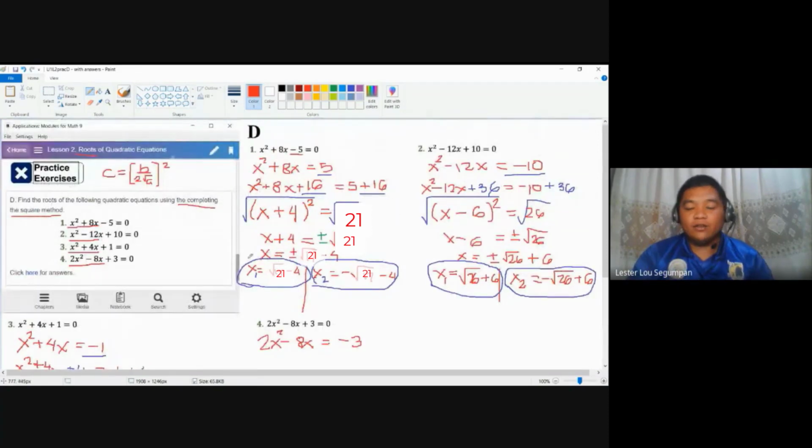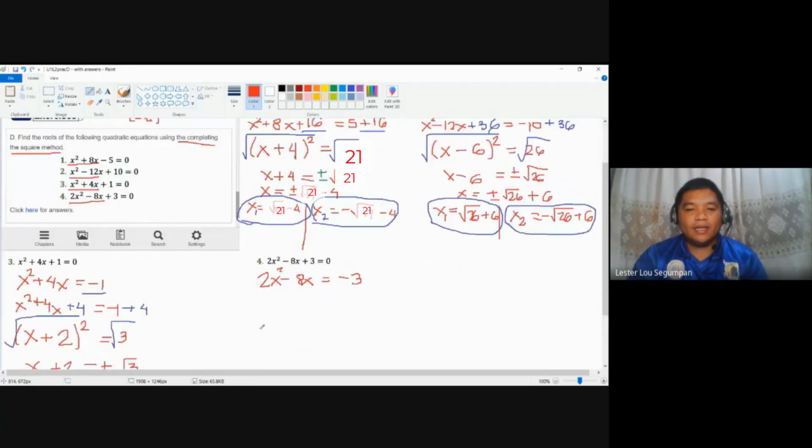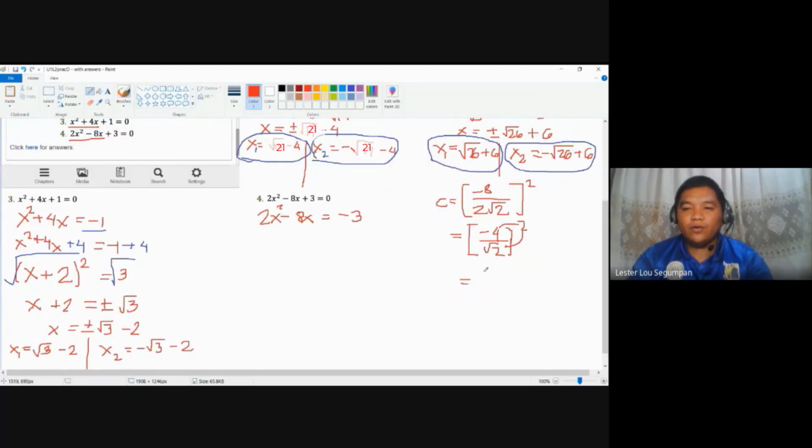In the previous video, we already solved for the C here, but let's just show it again so that you will understand it better. So negative 8 over 2 times the square root of a, which is 2, and squared. So you have negative 8 divided by 2. We cannot simplify this. So you have negative 4 all over square root of 2, squared. Laws of exponents allow us to share the exponent here. So the square of negative 4 is 16. The square of square root of 2 is actually 2. So C is positive 8.